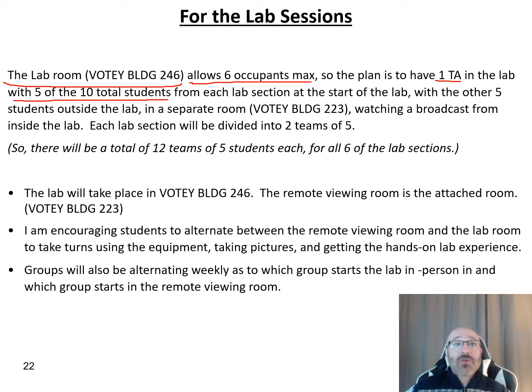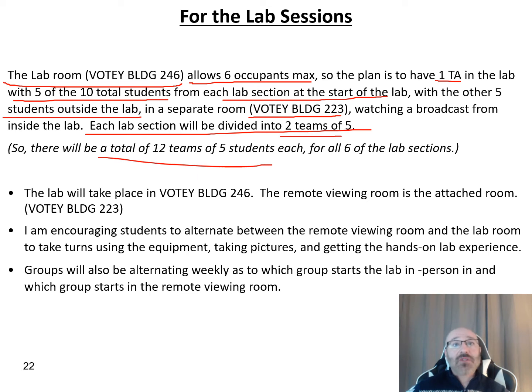So 5 of these students will start in the lab section at the beginning of the lab, while the other 5 students will be outside in the remote viewing room, which is attached, room 223 in VOTI building, watching the broadcast from their laptops inside the lab. So each lab section is going to be divided into these 2 teams of 5. So again, breaking it down, 12 teams total, 5 students each for all 6 lab sections. So summary, the lab will take place in 246 VOTI. The viewing room is attached in 223 VOTI.